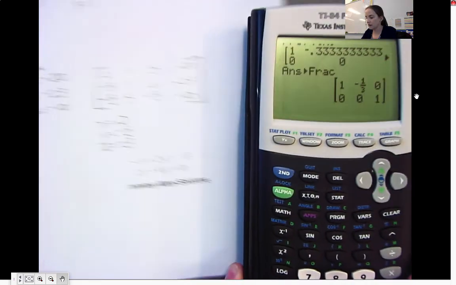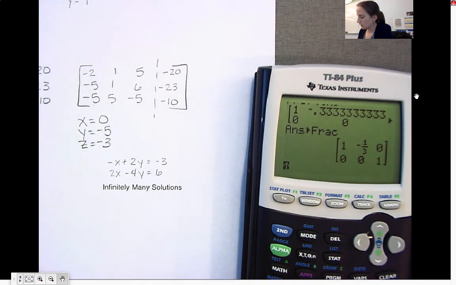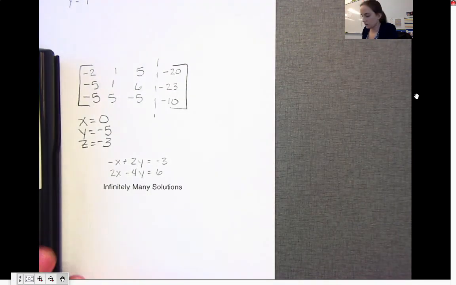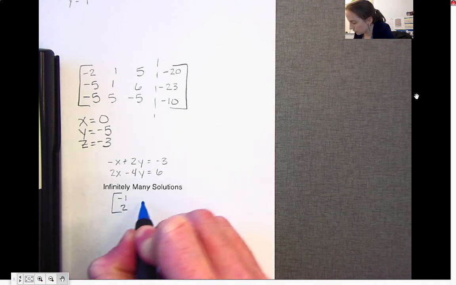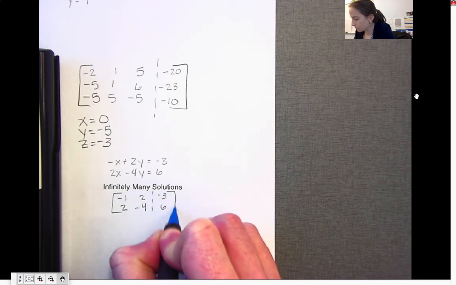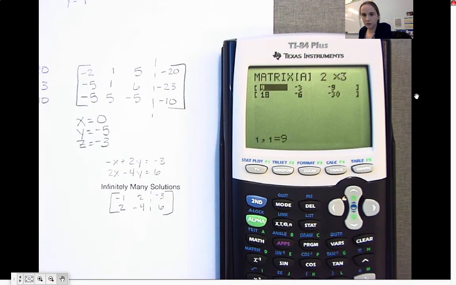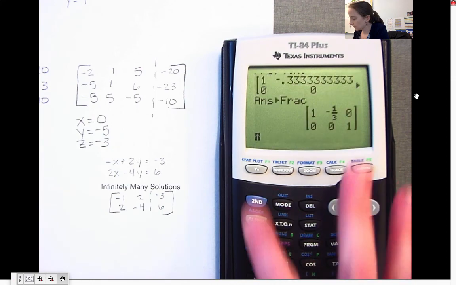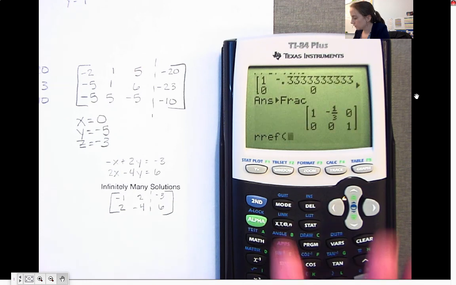Okay, let's look at the last one. Again, I'm going to go into my matrix and I will edit it. Negative 1, 2, negative 3, 2, negative 4, 6. It's still a 2 by 3. Go into the matrix, reduced row echelon form for matrix A.